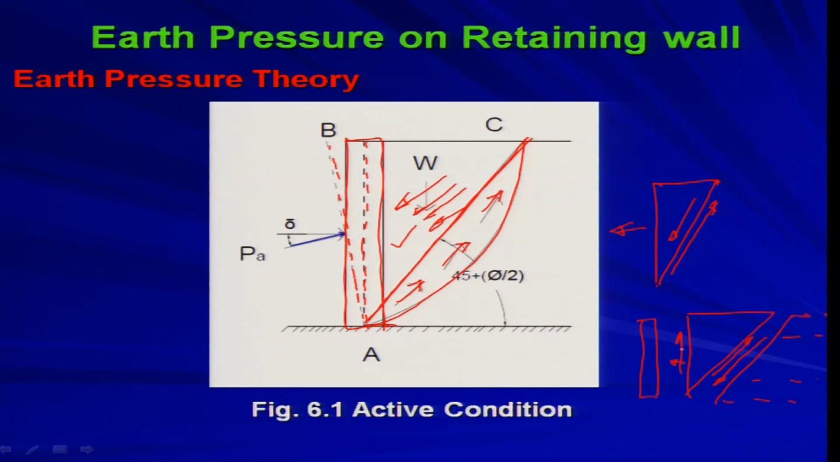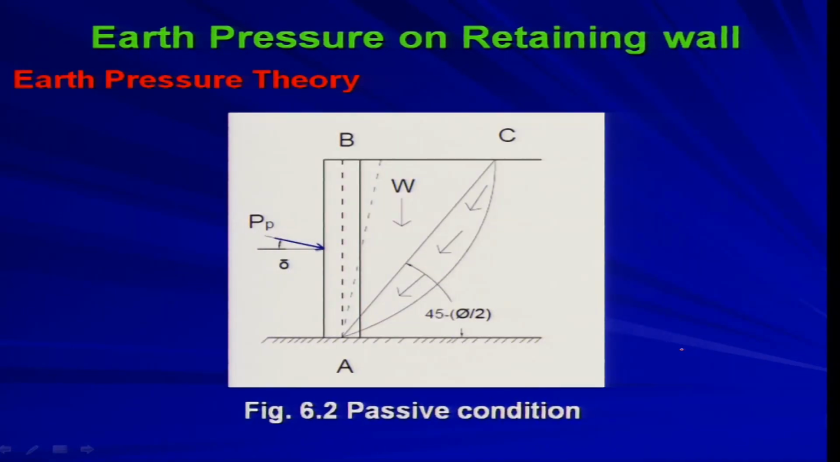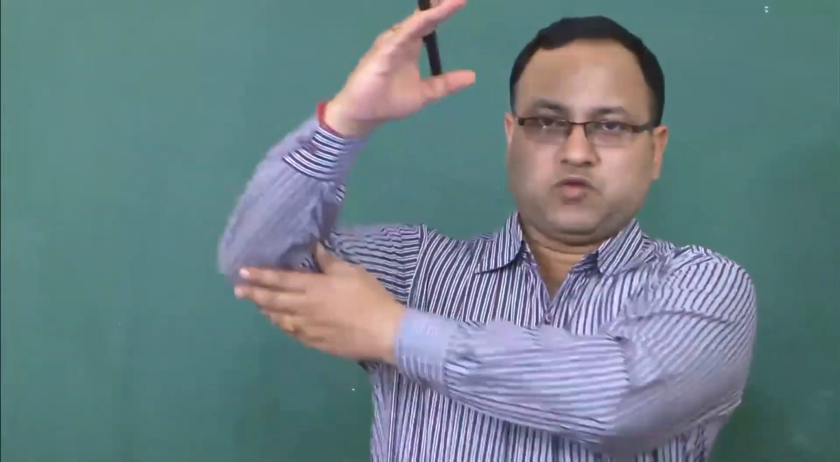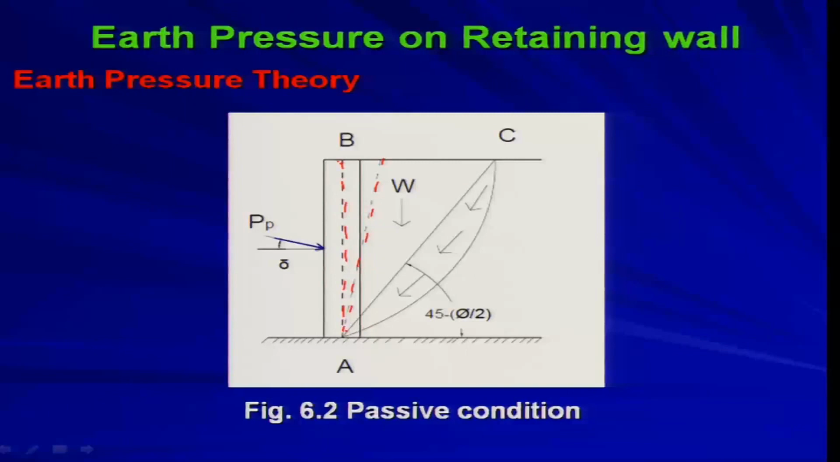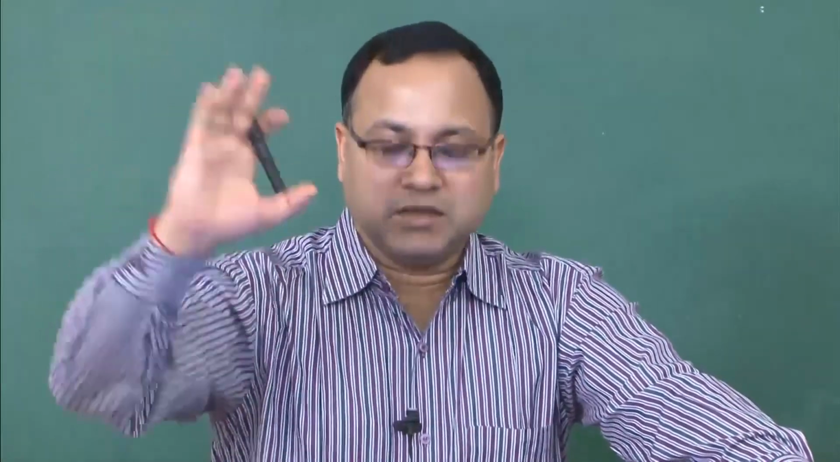Similarly, in the passive case, the wall is moving towards the backfill. This is the wall center line. In a similar way, you can have rotation with respect to the base, rotation with respect to the top, and complete translational movement towards the backfill. Due to that you get the failure surface, because the failure surface means that at the extreme point, when the complete shear strength is mobilized, you are on the verge of failure.